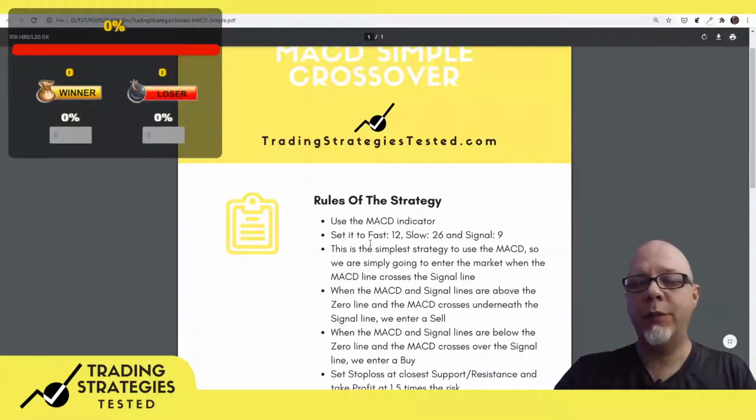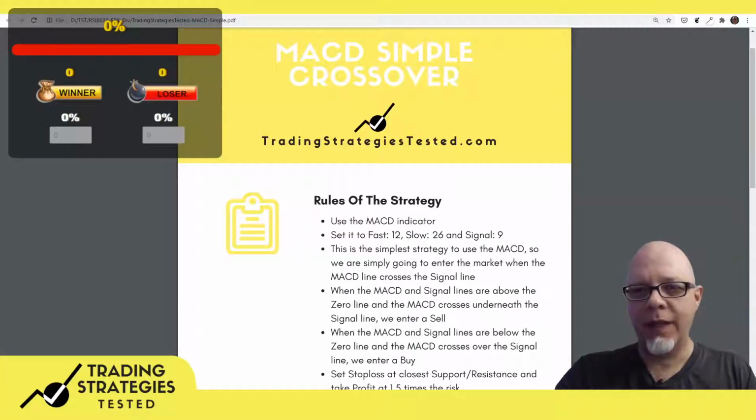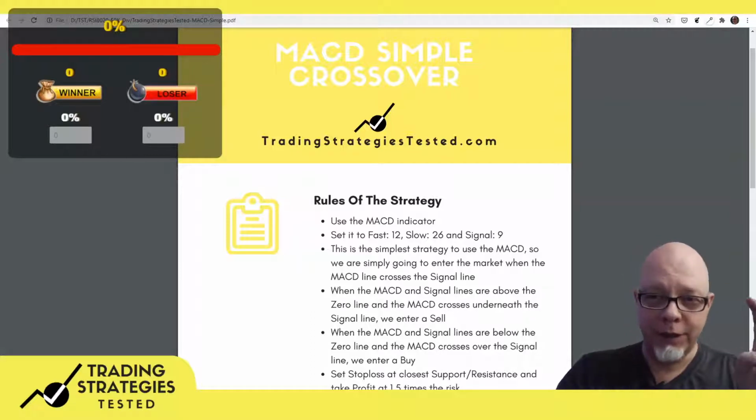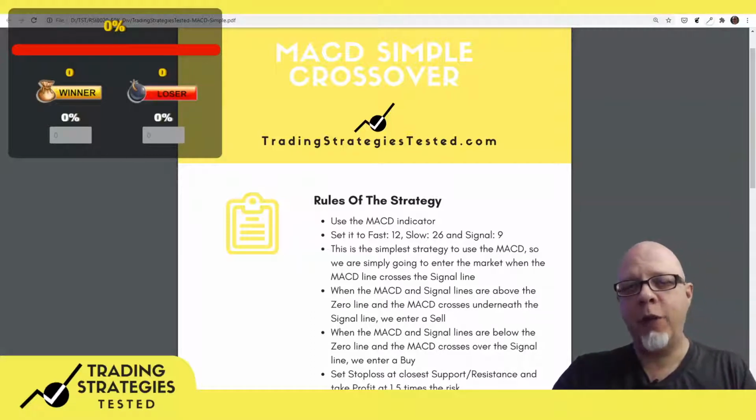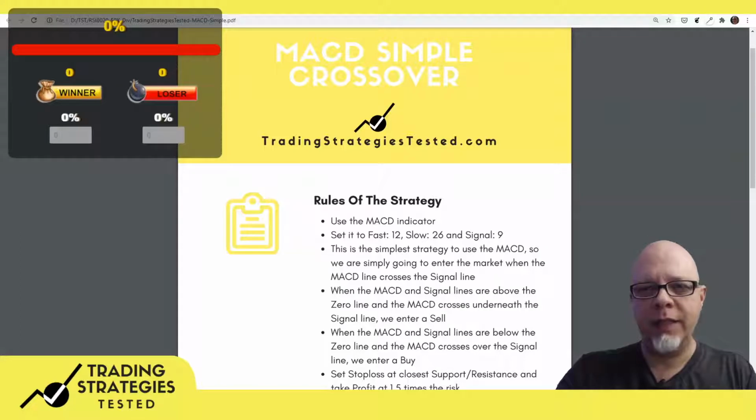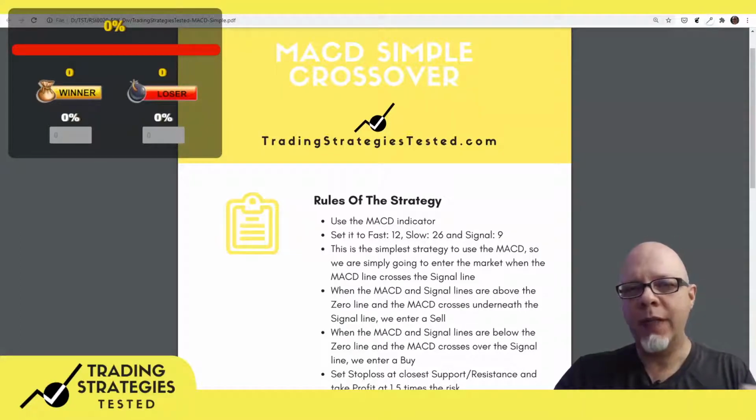The strategy we're going to test is the simple MACD crossover. And I know that there are a lot of MACD strategies out there, including some secret ones, and we might take a look at those in a later video. But right now, simply to get a baseline for ourselves, I'm going to only focus on the MACD simple crossover.